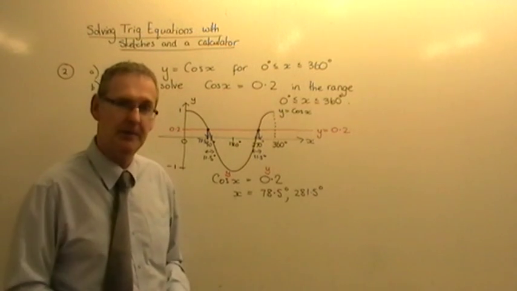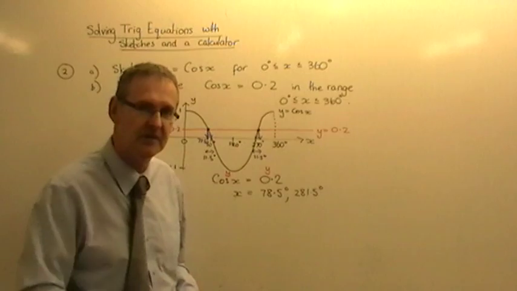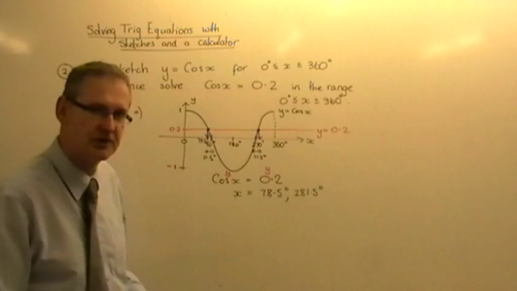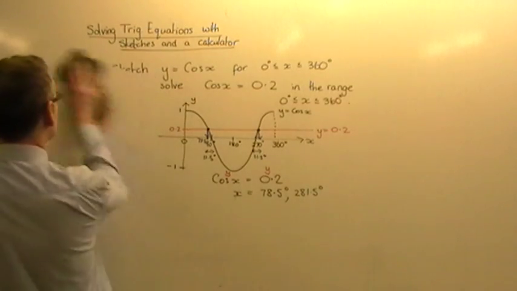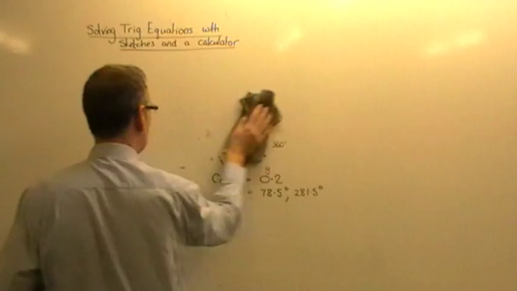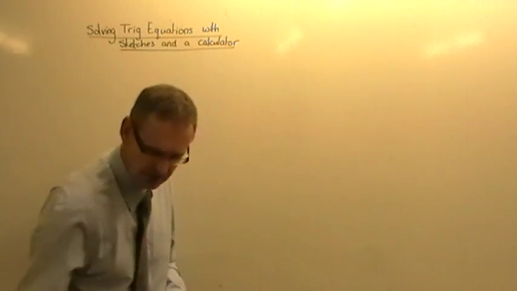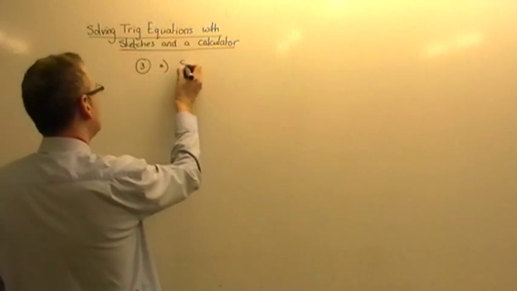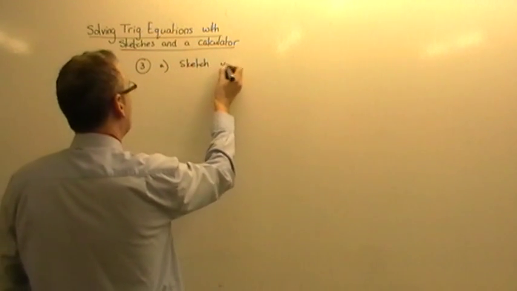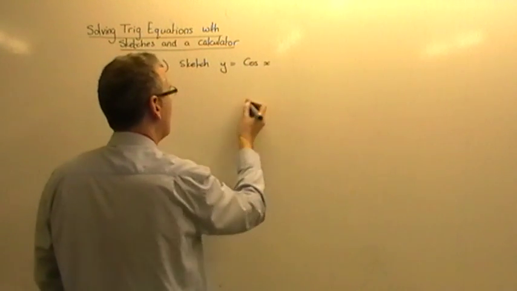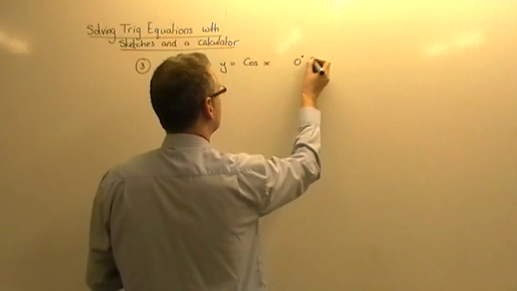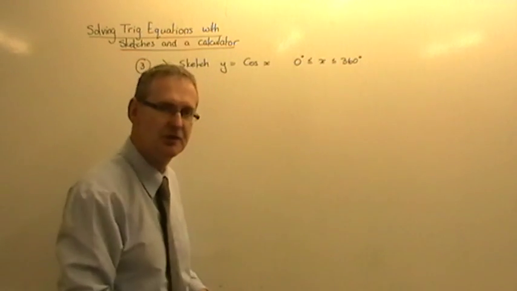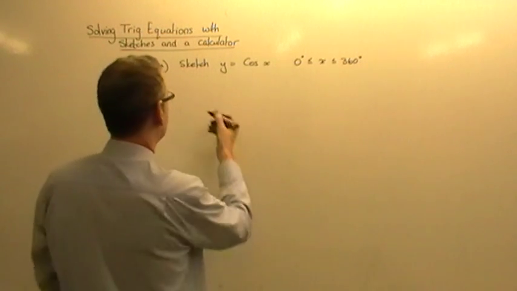I want to speed up a little bit now and do a question 3 on this video, because question 3 takes a little bit more thinking about than questions 1 and 2. Okay, so I'll make some space. Question 3. Now at first glance, question 3 is going to look pretty much identical to question 2. I'm going to say 3, part A, sketch y equals cos x, and I'm going to give you 0 to 360 degrees again for the range that I'm going to draw the sketch for. So let's do that very quickly.